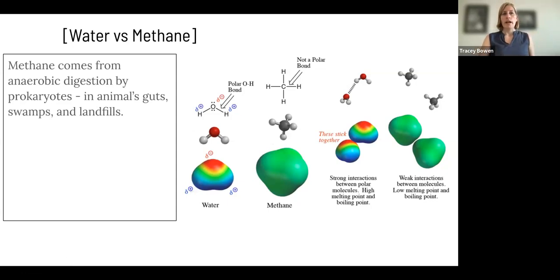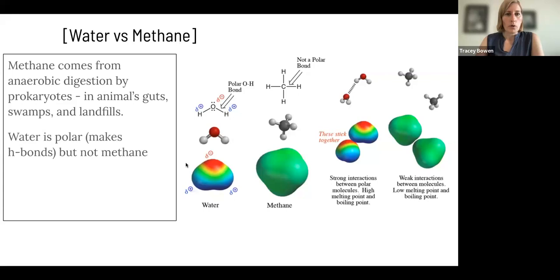Methane comes from anaerobic digestion by prokaryotes, and so that means it's not using oxygen, and it is breaking down materials for energy. And prokaryotes are bacteria, so those bacteria can be found in animal guts, swamps, and landfills, and methane has the smell of farts.